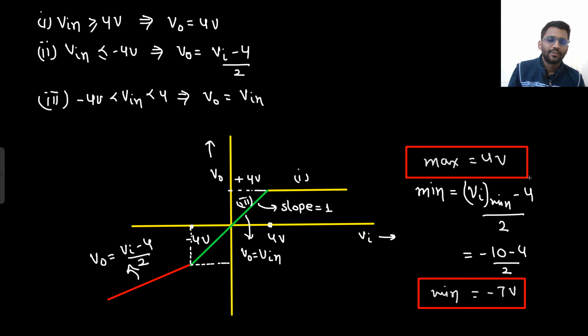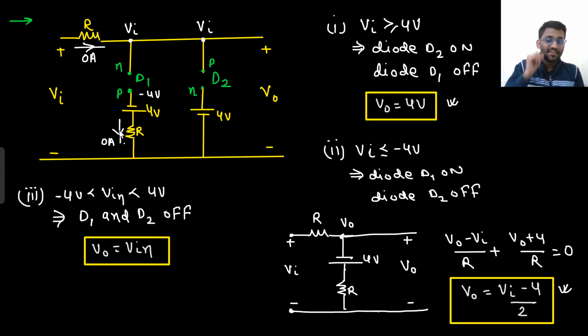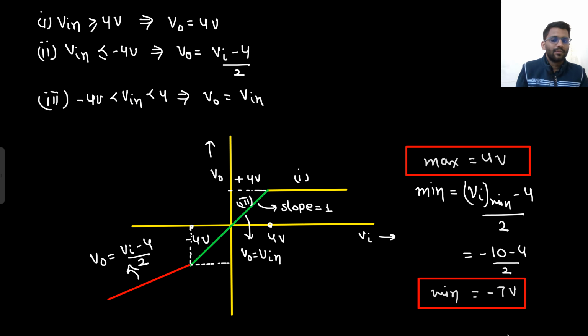So that was the beauty of this question. Here that resistance R came in action. So if you solve quickly, you will be ticking on minus 4. So that would be wrong. So minimum value is minus 7, not minus 4. Because when V in was less than minus 4, output voltage was not minus 4. Output voltage was V in minus 4 by 2.